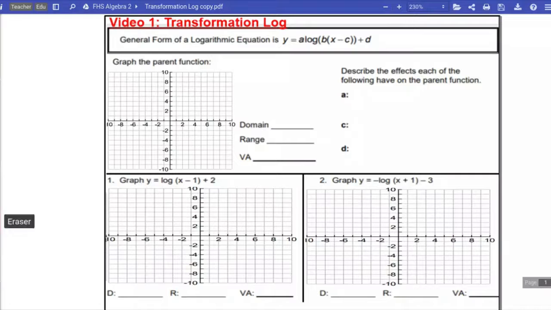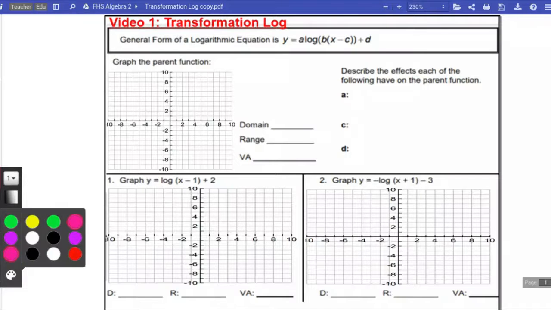All right, what are we going to work on today? Today, you're diving into a new function. It's called logarithm. All right, logarithm. So we're going to talk about transformation of logarithm. So what are we going to do here?